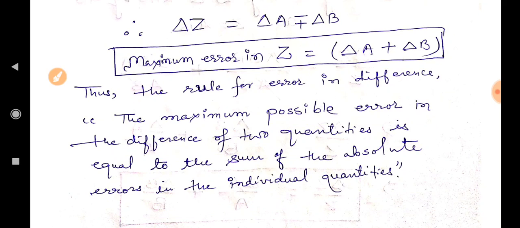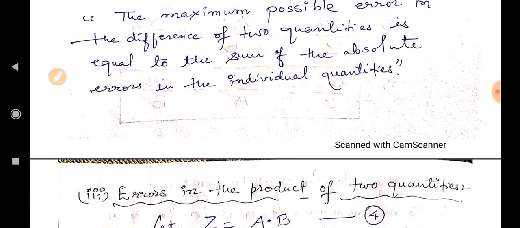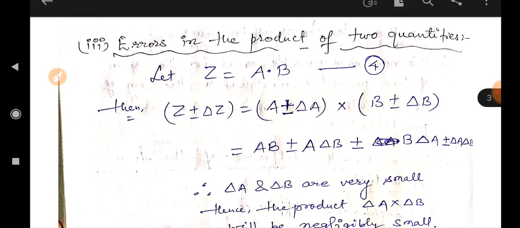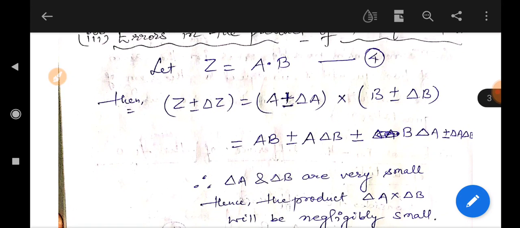Dear students, for the sum or difference of two quantities, we have seen that the maximum error occurring in the measurement of z will be the sum of the absolute errors in the individual quantities, say a and b. Number three is error in the product of two quantities.